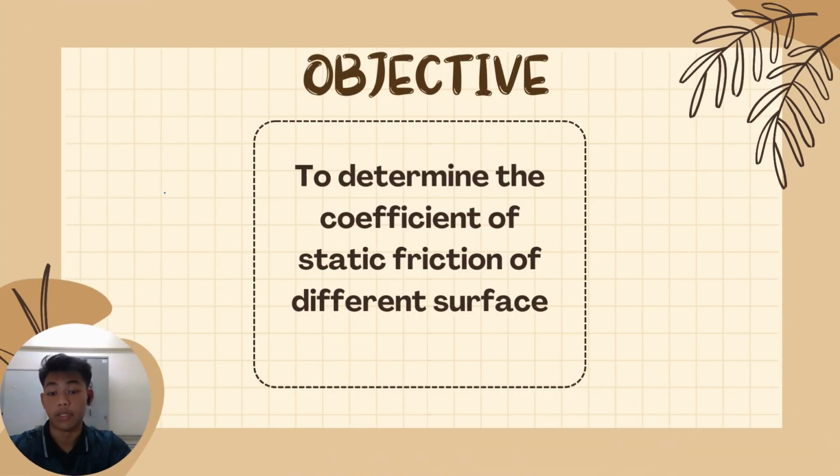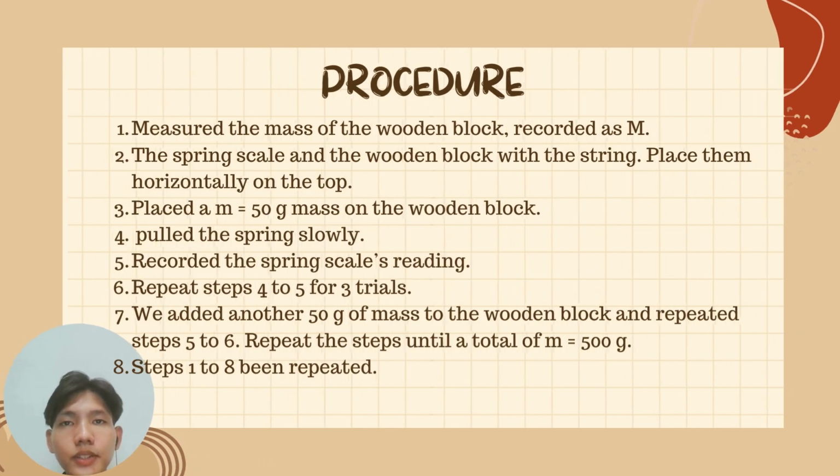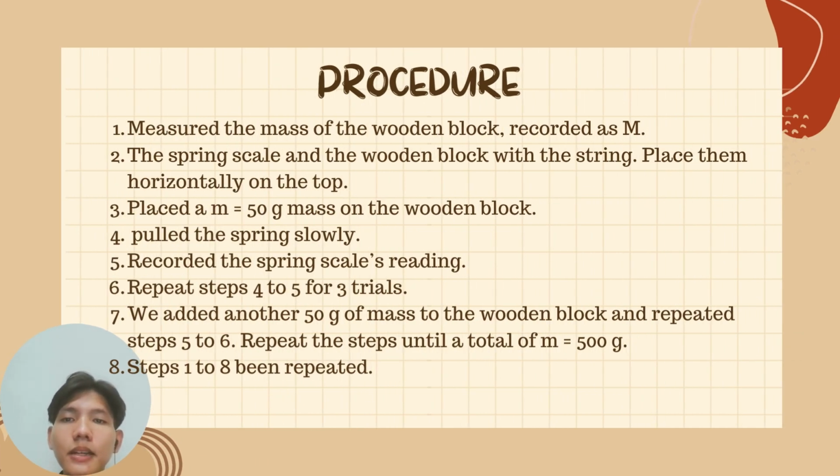In this frictional force experiment, the only objective is to determine the coefficient of static friction of different surfaces. Procedure for frictional force. First, measure the mass of the wooden block, recorded as m. Second, attach the spring scale to the wooden block with the string and place them horizontally on the table.